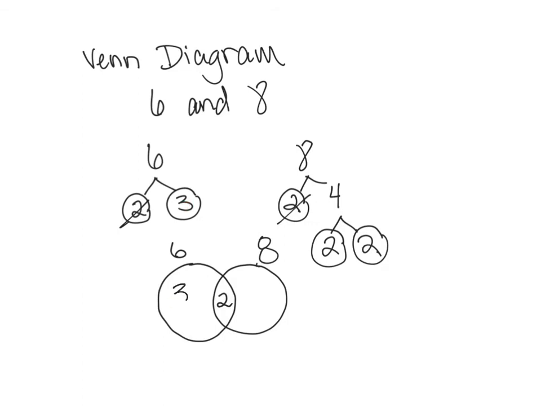So the 3 goes over here, the 2 from this goes there, and the 2 from this also goes over there. Now all I have to do is take all of these factors and multiply them together. So I'm going to do 3 times 2 times 2 times 2.